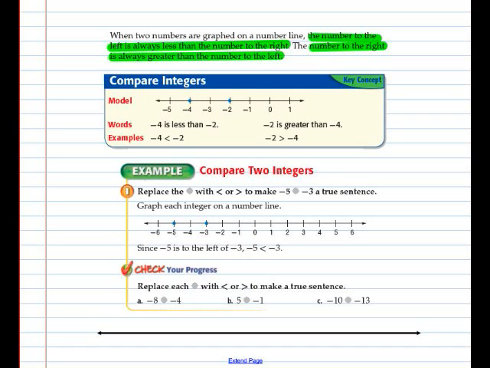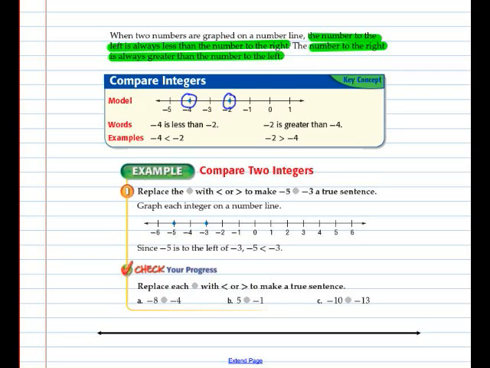In our example, negative 4 is less than negative 2 because negative 4 is to the left of negative 2 on the number line. Negative 2, therefore, is greater than negative 4 because it is to the right on the number line.